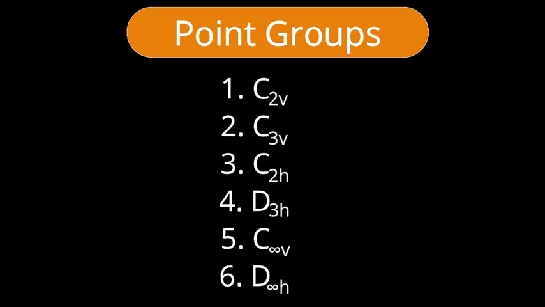The point groups which are in your syllabus are C2v, C3v, C2h, D3h, C infinity v, D infinity h. So among these, C and D categories with vertical and horizontal planes, point groups are included in your syllabus. Dihedral plane is not included, but I had informed you what is that dihedral plane.